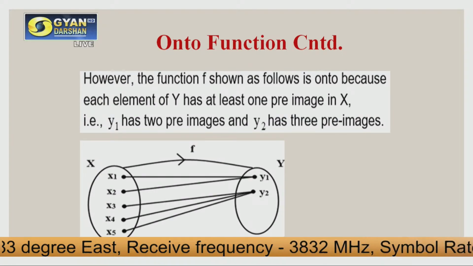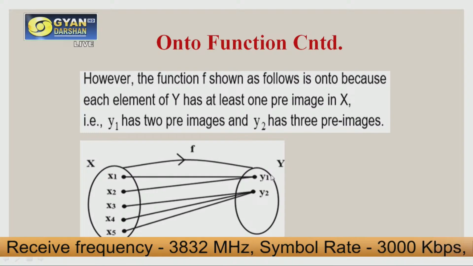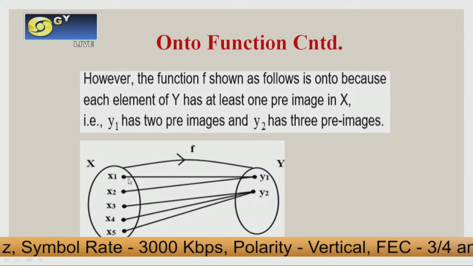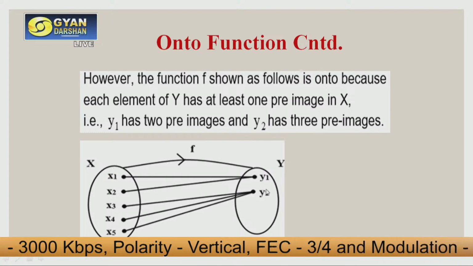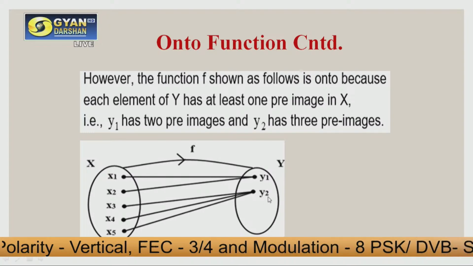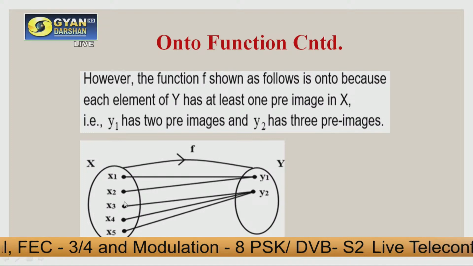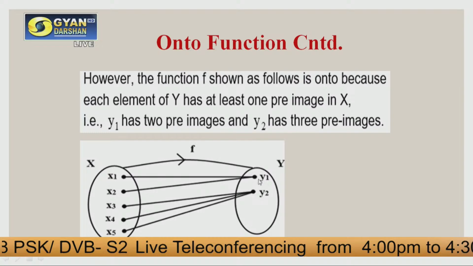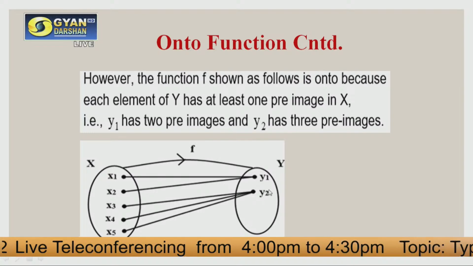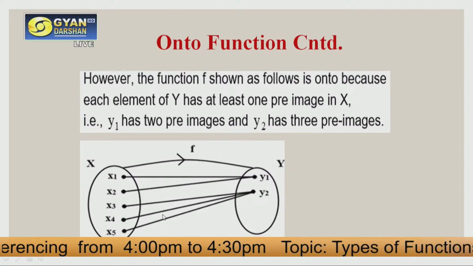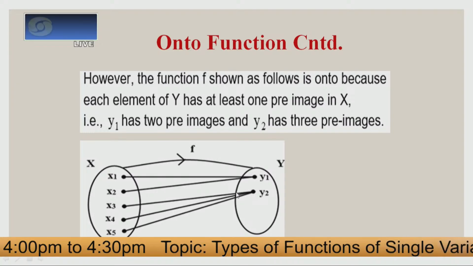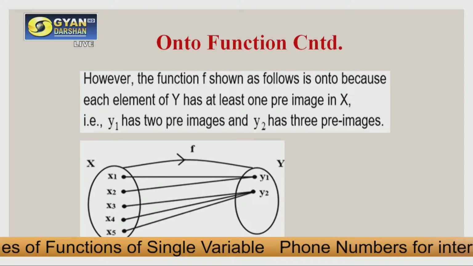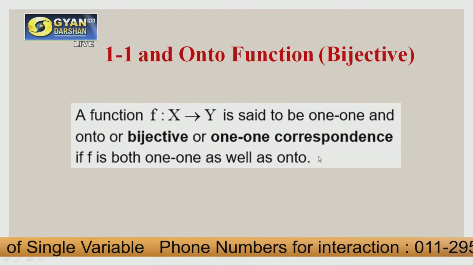Now we take this example. In this example, we have two mothers. Mother y1 has two daughters, x1, x2, no problem. Two daughters can have the same mother, that is not an issue according to the definition of the function. Now this y2 mother has three daughters, again no problem. Three daughters may have the same mother. Now we have only two mothers, and all the mothers have at least one daughter. First mother has two daughters, second mother has three daughters. So the condition of onto is satisfied here. Each mother has at least one daughter. So this is the situation of an onto function.